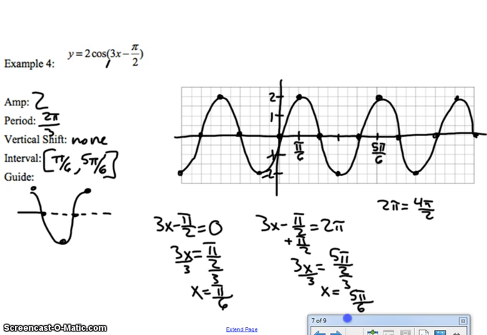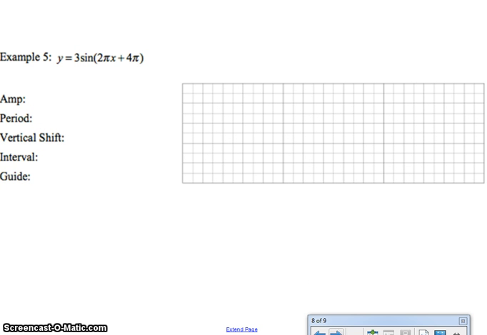All right, let's look at another example that has a lot more going on. All right, so my amplitude here is the number out in front of sine, that's 3. My period is 2 pi over whatever x is being multiplied by. Here x is being multiplied by 2 pi. So 2 pi over 2 pi is 1. All right, there's still no vertical shift because there's nothing being added or subtracted.